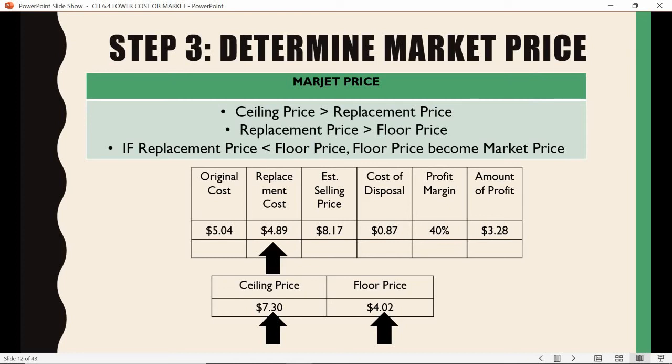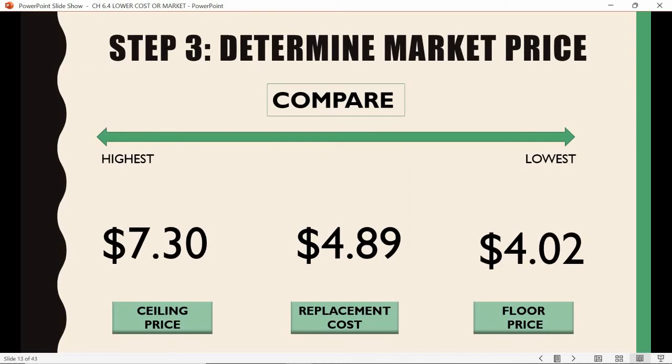But for any reason that your floor price ends up being greater than your replacement, then your floor price becomes your market. Okay, that's too many confusing things, right? Let's just think of it this way. We're going to take these 3 numbers and compare them on a number line, placing them in order by highest price to lowest price, or however you like it. If you want lowest price to highest price, doesn't matter, as long as you put these 3 numbers in order.